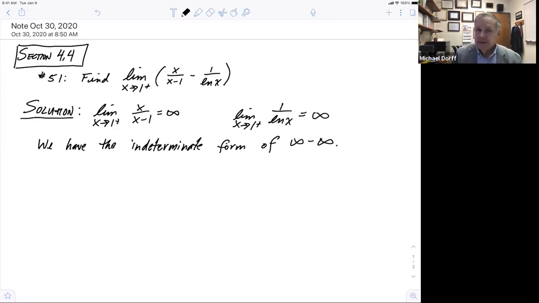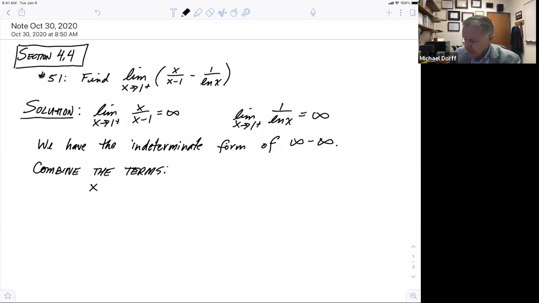Now, this makes sense because when we look at the original problem, inside the parentheses, we have something minus something. So if you're in a problem that needs L'Hopital's rule and you have something minus something, you're going to always use this technique. And the technique is to combine the two terms so that you get one term with a rational expression, something that looks like a fraction. So what we need to do is combine the two terms.